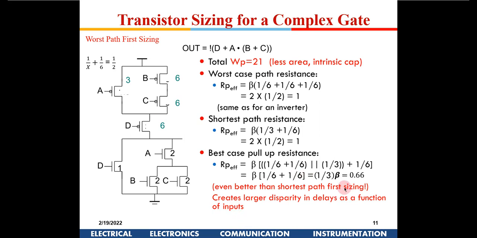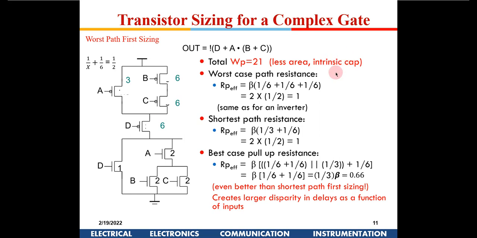That is, between the best case and the worst case scenario there is more difference, but the big advantage here is less area and less intrinsic capacity. Area is a big issue, and capacitance also results in larger power and larger delays.